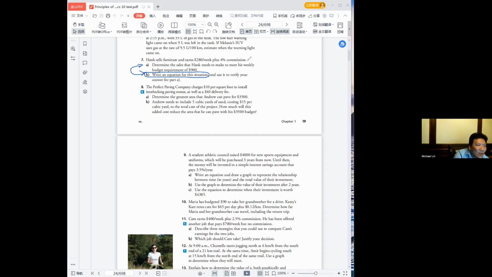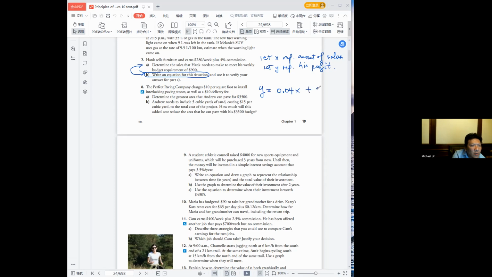If we want to write the equation, we should once again define our variables. Let X represent the amount of sales, and let Y represent his profit, how much money he makes. So the amount of money he makes, Y, is going to be equal to 4% of his sales, so 0.04 multiplied by X, where X is how much money he made in sales.